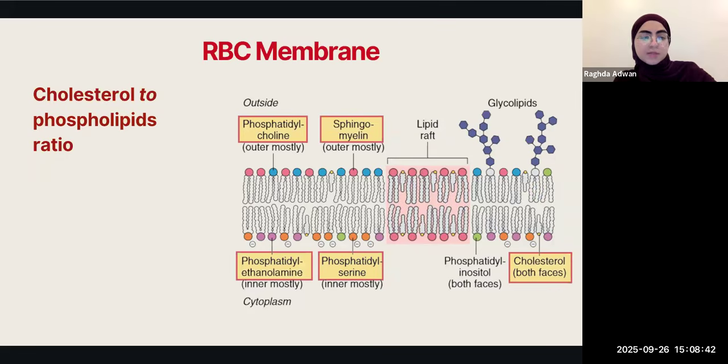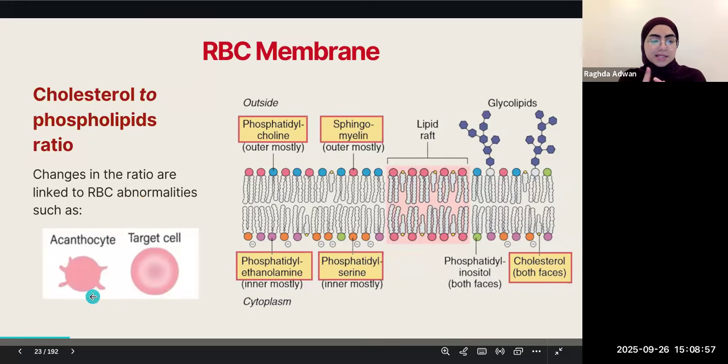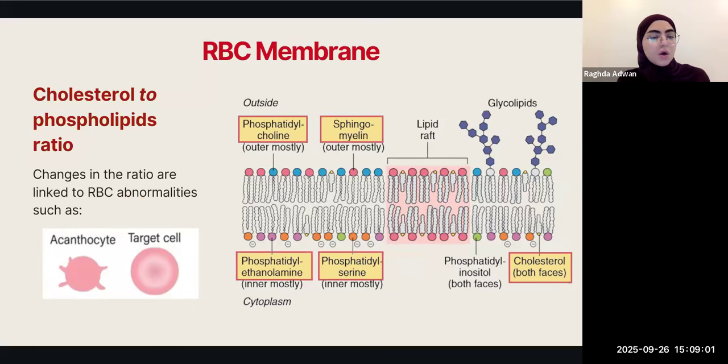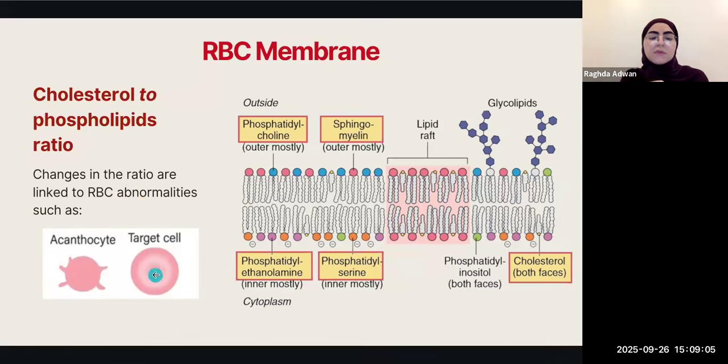Now, the ratio between them is really important, and the body maintains a very careful ratio, as I said, because they can make the membrane stronger, they can make it less elastic. That ratio is important. Any changes in this ratio are linked to some abnormalities, such as an acanthocyte, which is this type of cell which has spikes coming out of it, or a target cell, where you've got a central area of all of the hemoglobin going in the center while there's a surrounding area of pallor.